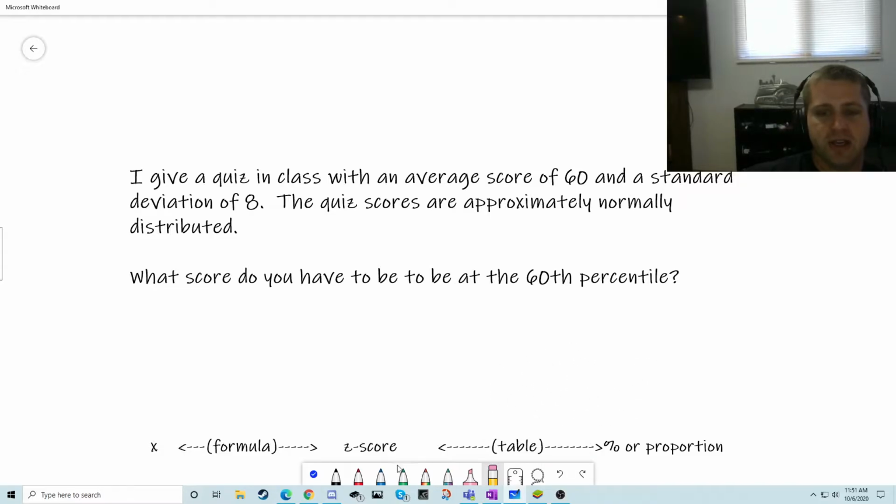This is where instead of getting a real data point, like a quiz score, and finding a percent, you start with a percent and you want to end up with a quiz score or any other regular real-world data point. So this is the same problem I've been using in class.